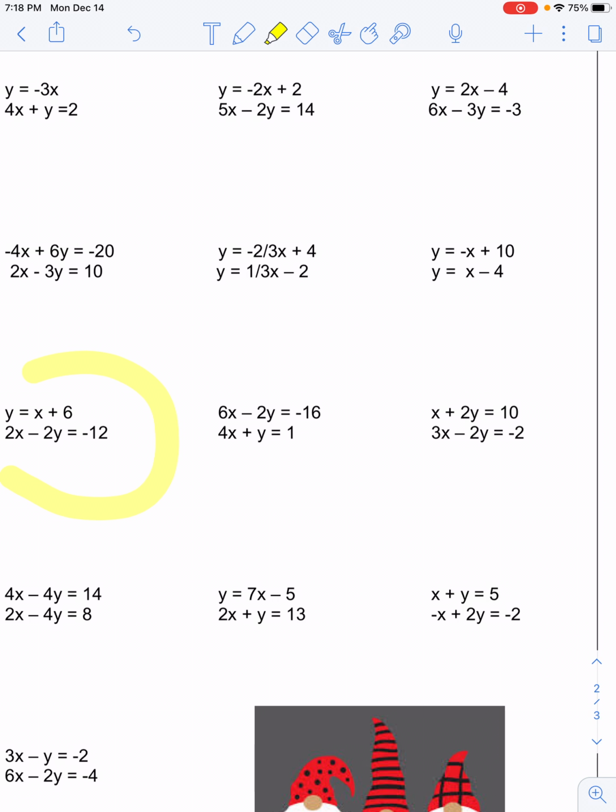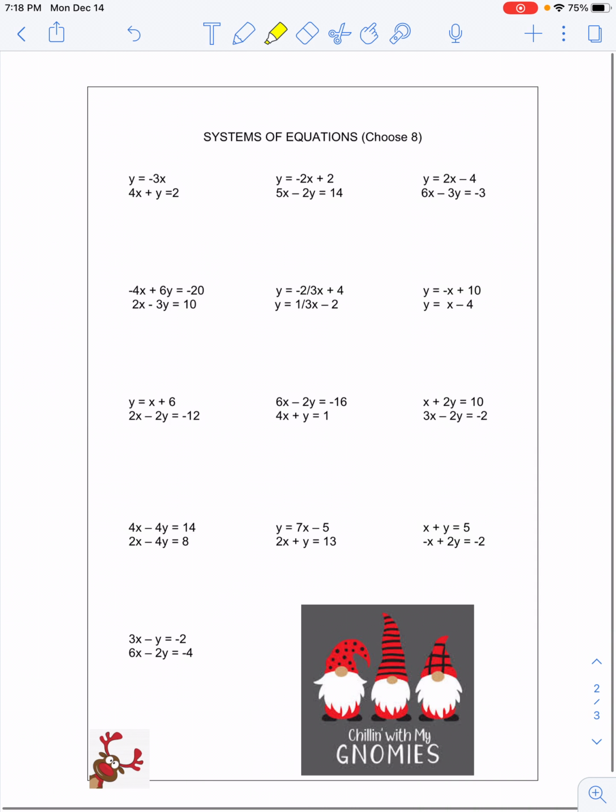But basically you're going to look through these and find which one of these would be good for elimination, which one would be good for equal values, which one would be good for substitution. So you don't have to use them all. You only have to choose 8 that work.